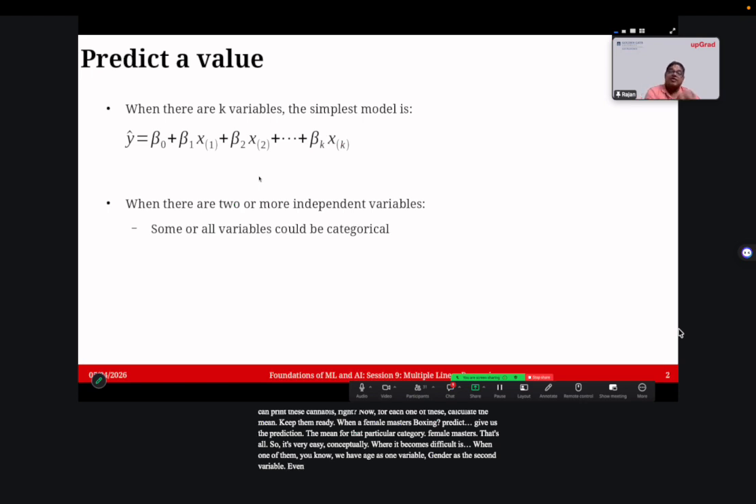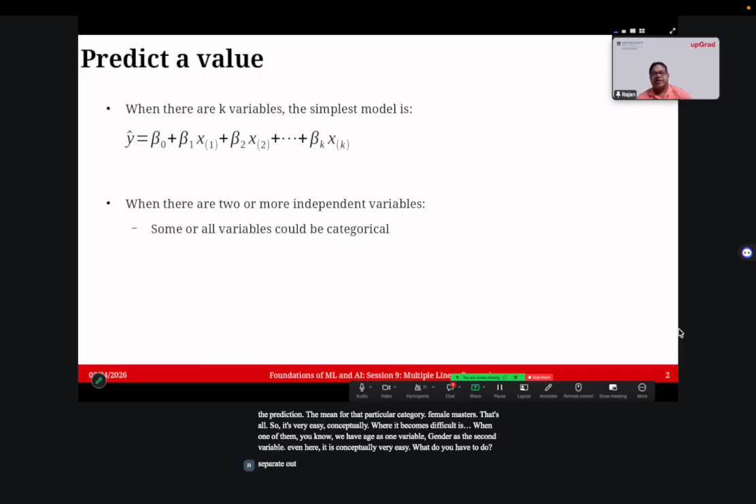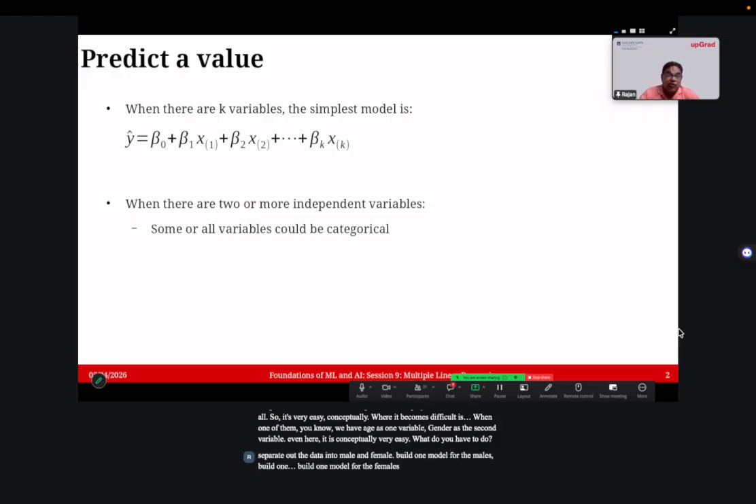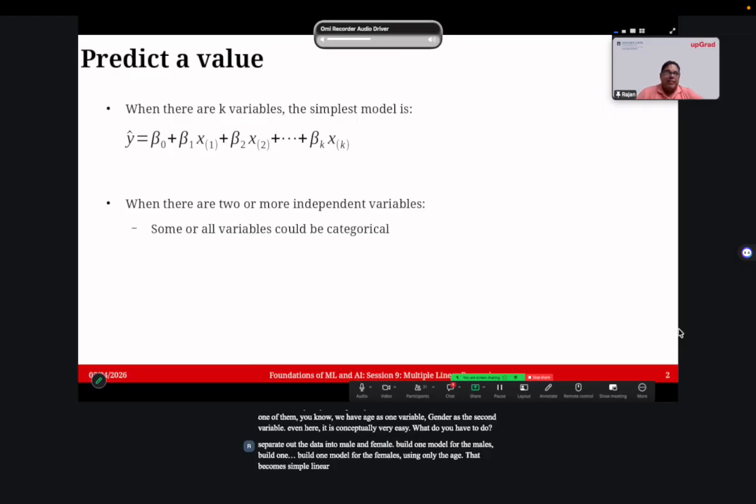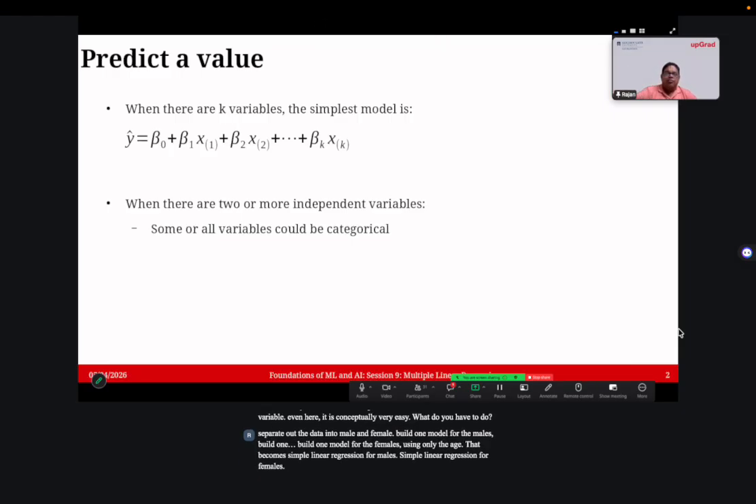Even here, it is conceptually very easy. What do you have to do? Separate out the data into male and female, build one model for the males, build one model for the females using only the age. That becomes simple linear regression for males, simple linear regression for females. A new data point comes in, a woman aged 44, then go to the woman category, use the model you have, use that to make a prediction.